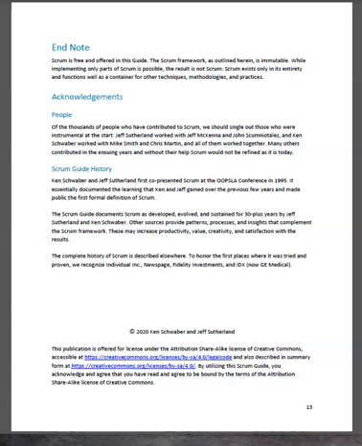And finally, we have acknowledgements: people and Scrum Guide history as well. The Scrum Guide is copyrighted to Ken Schwaber and Jeff Sutherland.